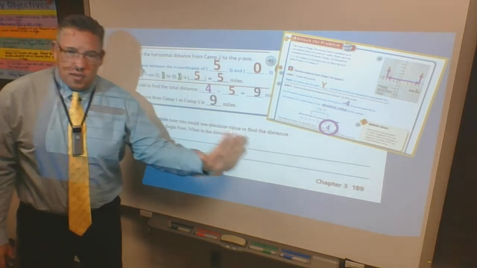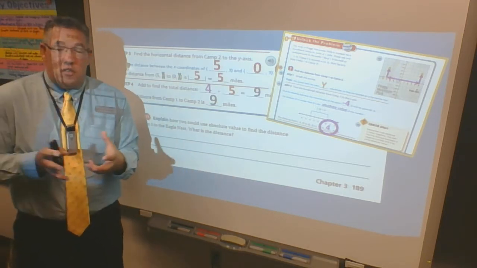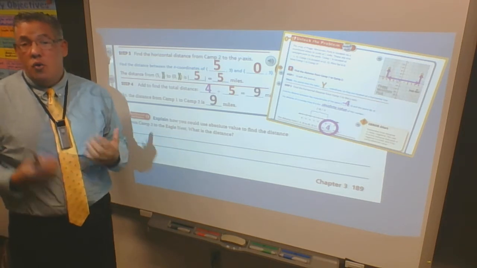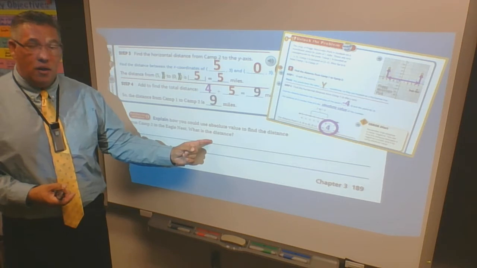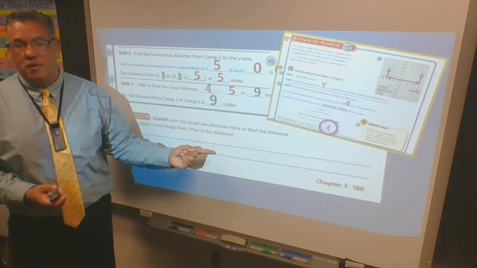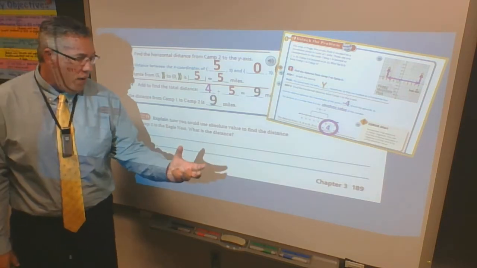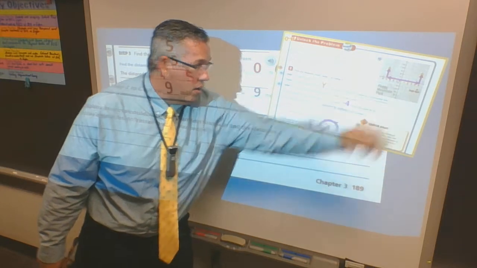This is an explanation. Once again, explanation is in words, and some of you still just want to show me a math problem. That's not what it says. It says to explain. You have to be able to tell me in words how you're doing your math, and then it says to show me your work because it says what is the distance. Explain how you could use absolute value to find the distance from camp 2 to the eagle's nest.